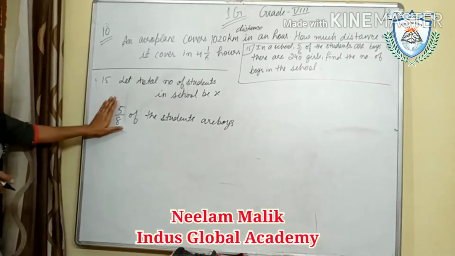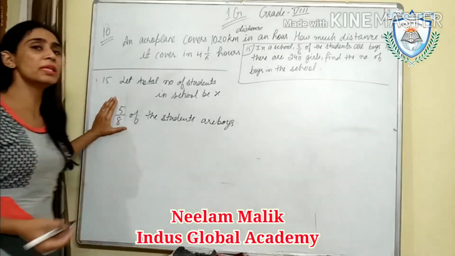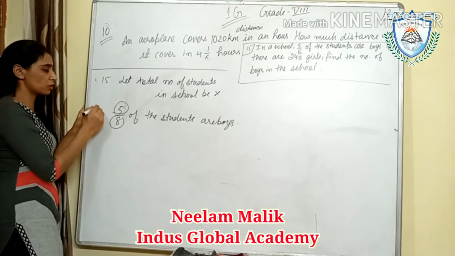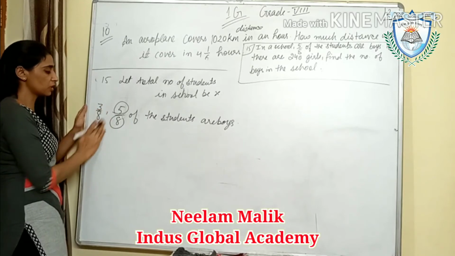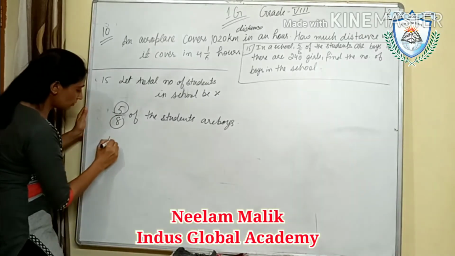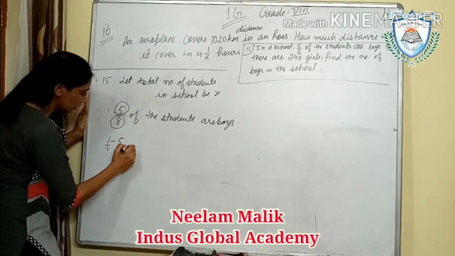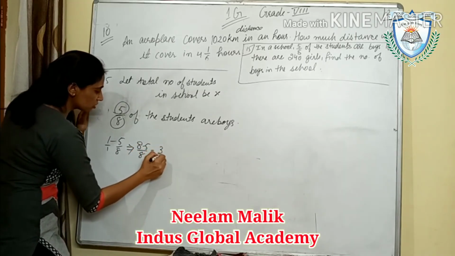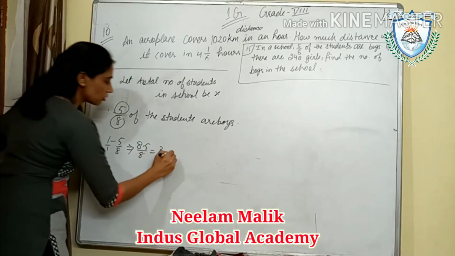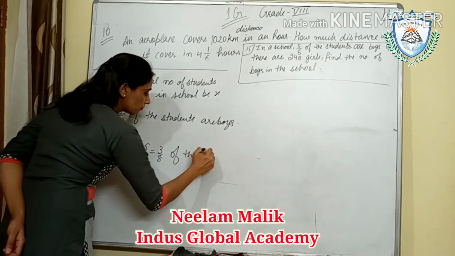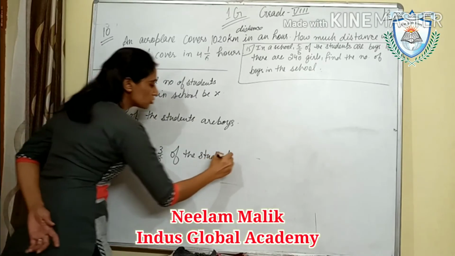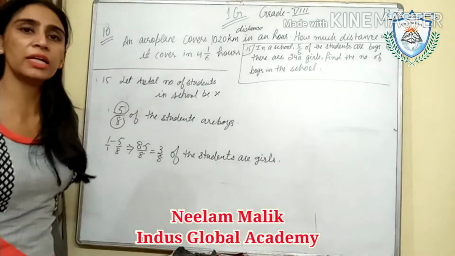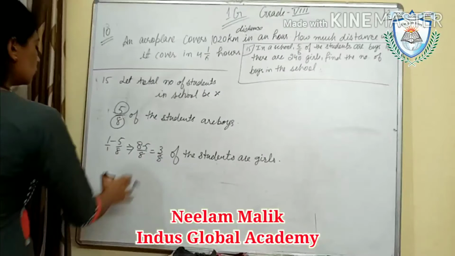One way is that you will subtract this from 1. Another way, you can simply say this is total, and if 5 is boys, so what will be girls? Girls will be 3 upon 8. So now we will say 1 minus 5 upon 8 is equal to 8 minus 5 upon 8, that means 3 upon 8 of the students are girls. If boys are 5 upon 8, so girls are 3 upon 8.